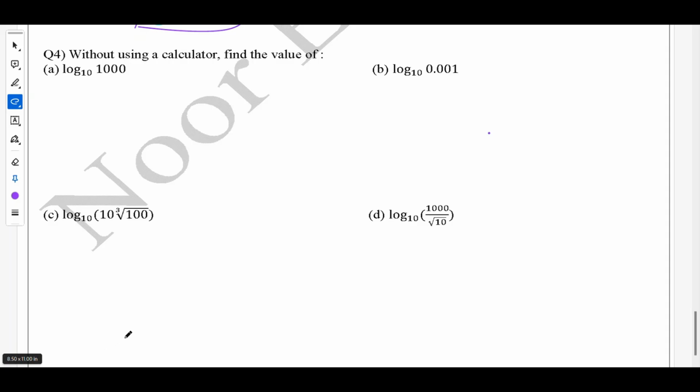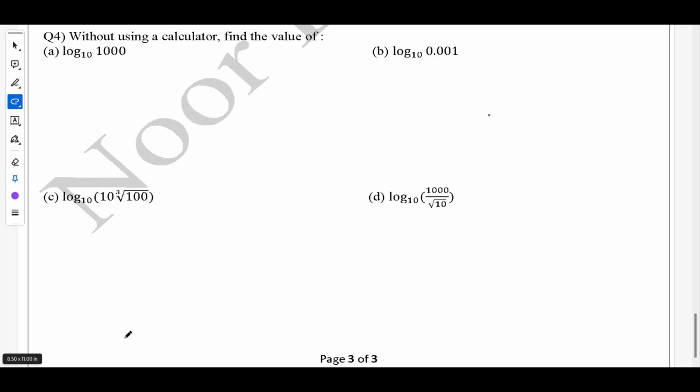Hi, students. Did you solve these parts for question number 4? I hope so. Now, I already solved part A for you. Let me explain it a second time. It will be log 10 to the power 3 base 10. I'm going to move the power to be a coefficient. So it will be 3 log 10 to the base 10. This will be equal to 1. 3 times 1 equals 3.